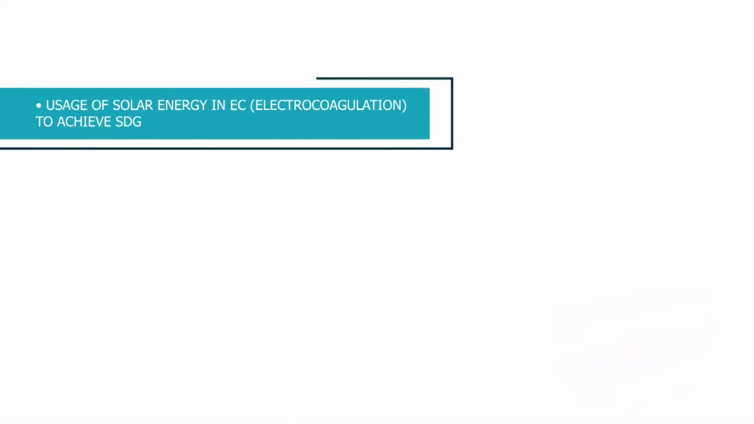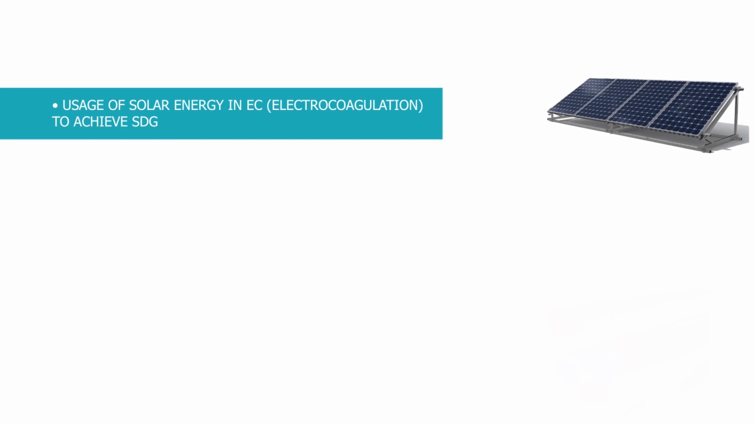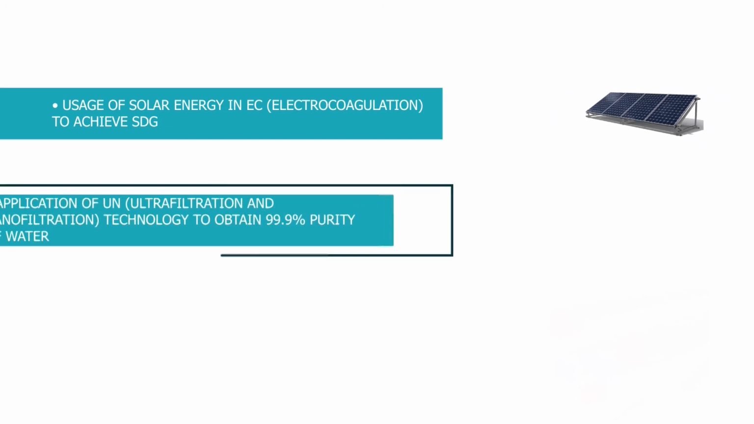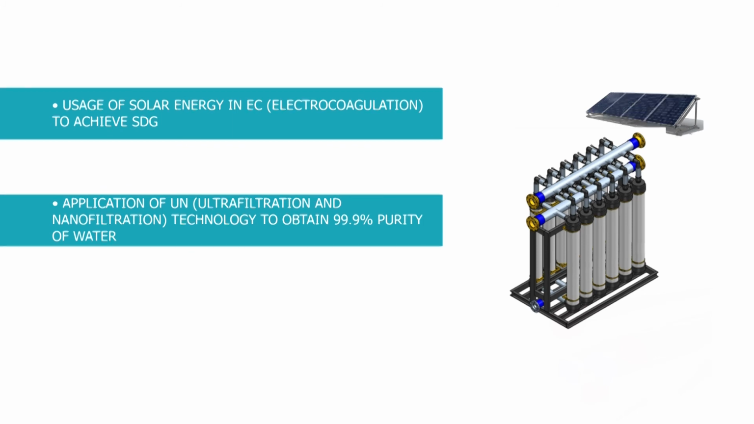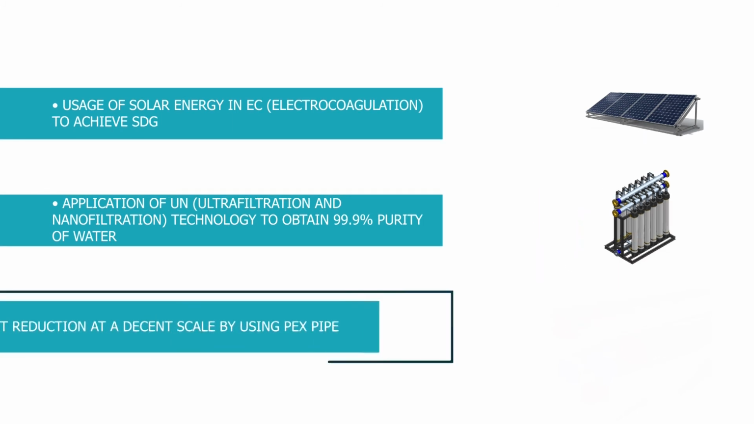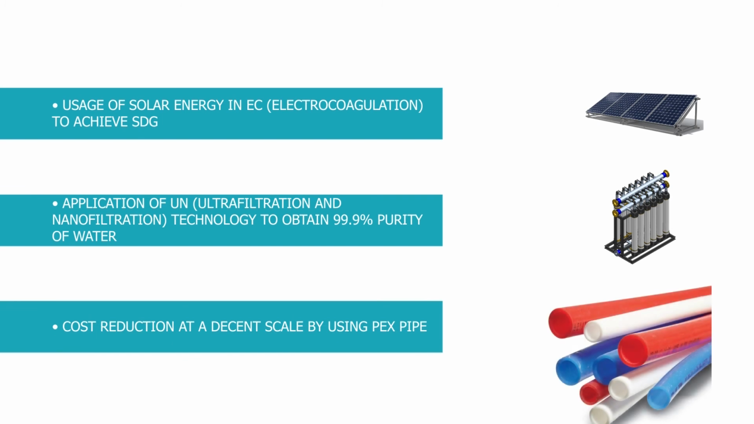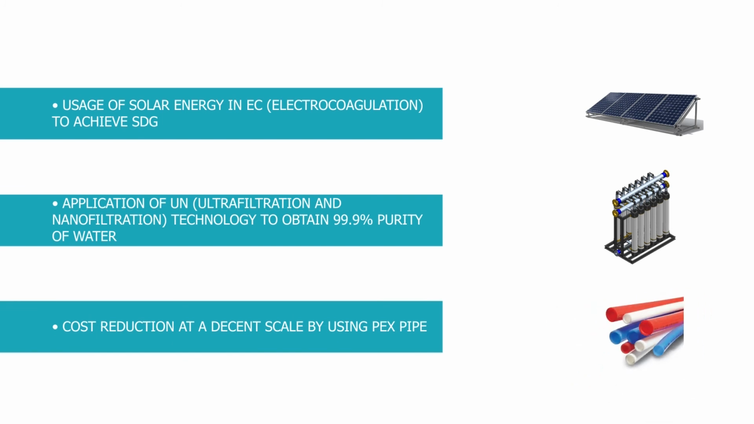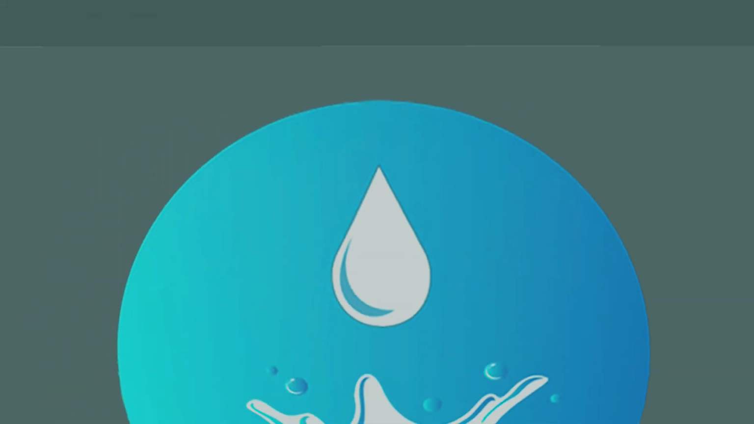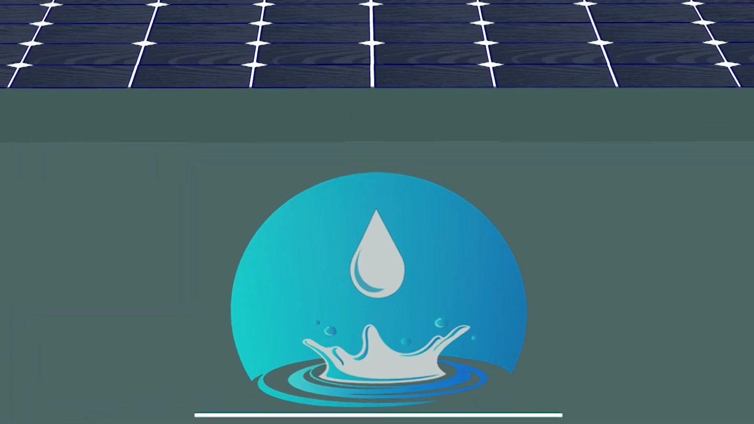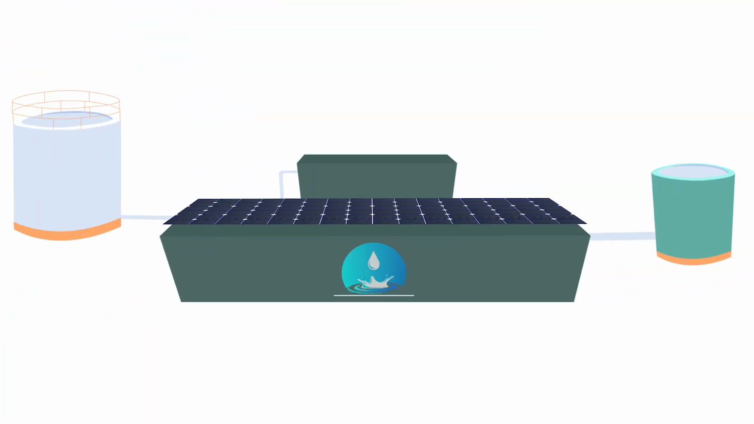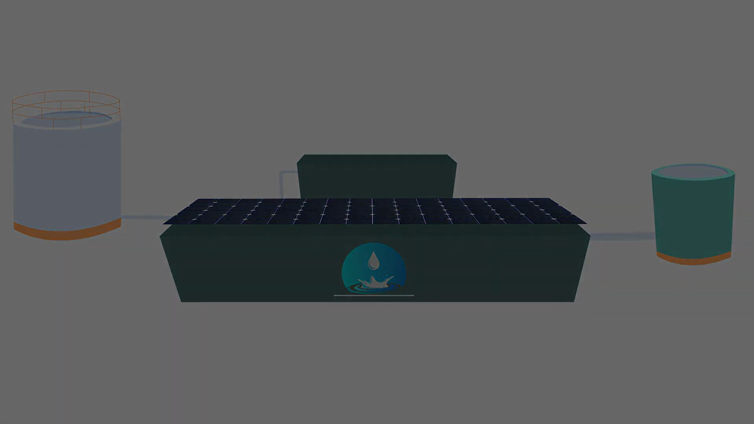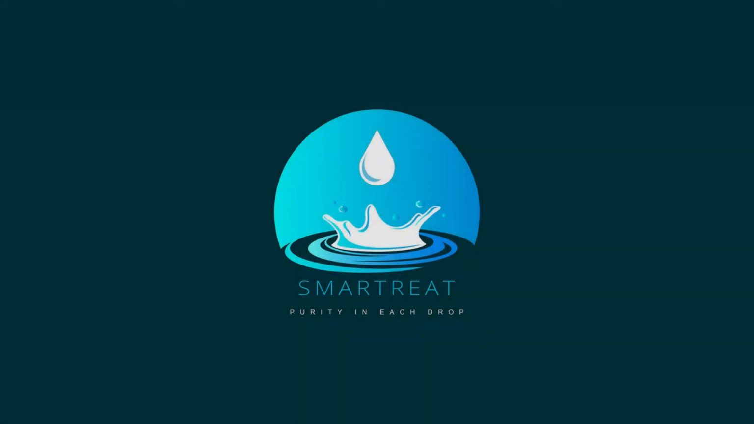Therefore, some key features of our project are usage of solar energy in electrocoagulation to achieve SDG, application of ultrafiltration and nanofiltration technology to obtain 99.99% purity of water, cost reduction at a decent scale by using PEX pipe. Last but not the least, Smartreat, a packaged water treatment plant, will be the efficient one to ensure safe water demand widely. Smartreat, purity in each drop.